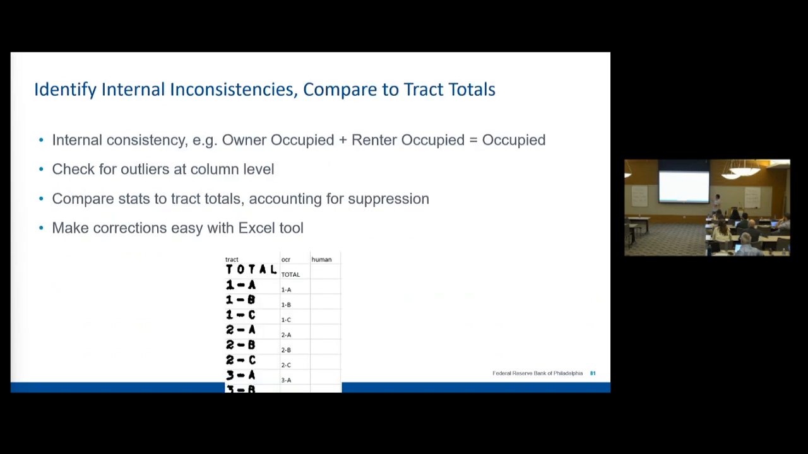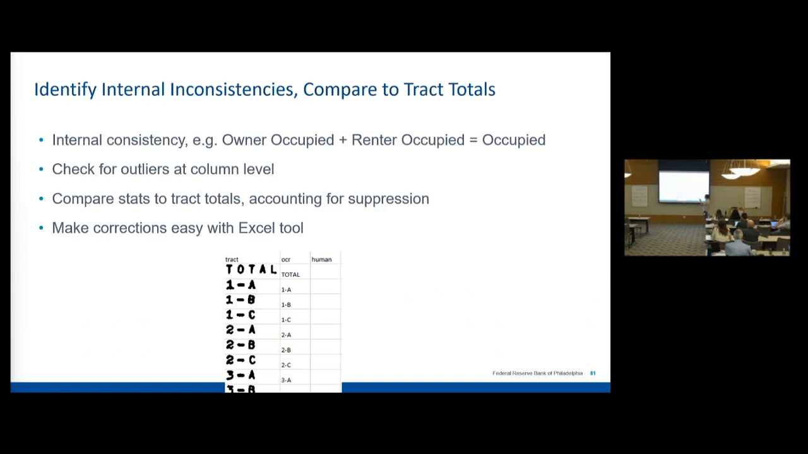Okay. And then the last thing we can do is we can use the internal structure of the table to correct things. Owner occupied plus renter occupied should equal occupied. We can check for outliers at the column level, and we compare the stats to the tract level totals, being careful to account for suppression. So there's certain things where the numbers aren't going to add up, but you need to make sure they only add up within the boundaries of what you expect for suppression.